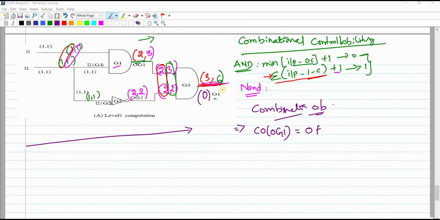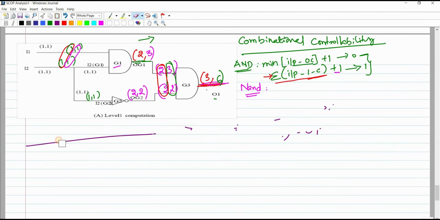Okay, let's see guys, combinational controllability is completed, then we can find out the combinational observability. A simple trick guys: if you want to calculate combinational controllability, we will move from front to back. If you want to calculate combinational observability, we will move from back to front. So it is the simple trick in order to calculate the combinational controllability and observability for a given circuit. So let's see how to calculate combinational observability for this circuit.